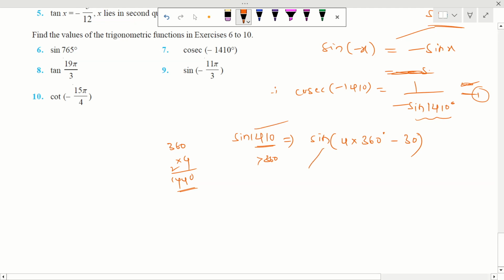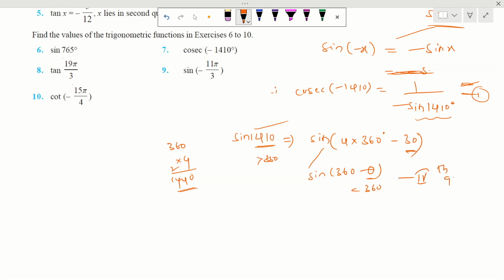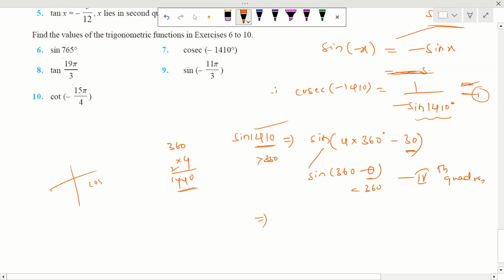Now this is in which form? This is in 360 minus theta. Here theta is 30. So 360 minus theta means it is less than 360, which means it is in the fourth quadrant, right? In the fourth quadrant, cos x and the reciprocal of cos x, secant x, are both positive, and the remaining are negative. Here sine is given, which means it is negative. So it is negative of sine theta.